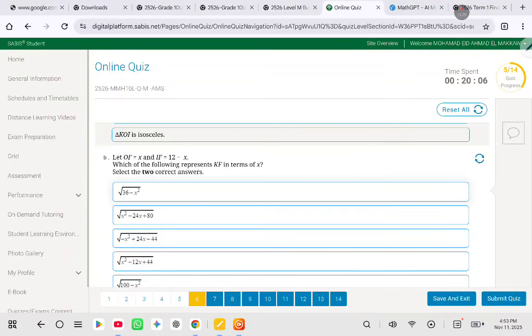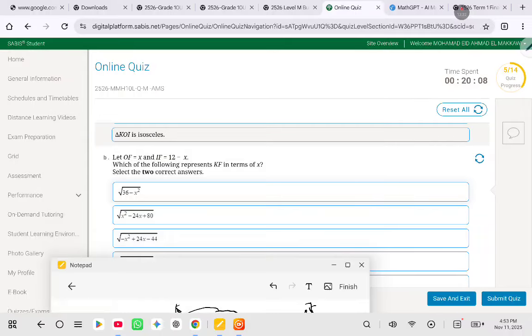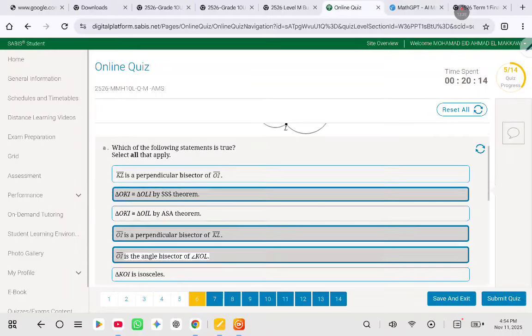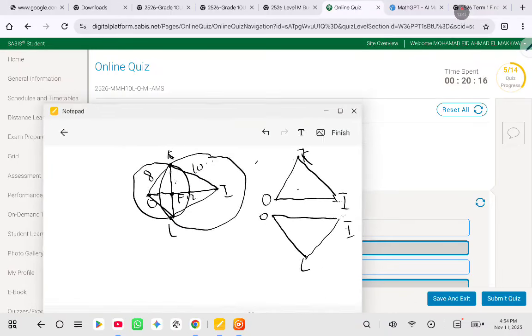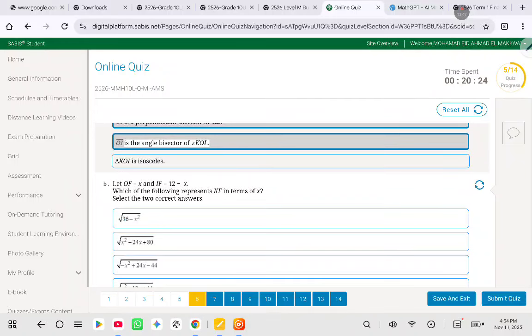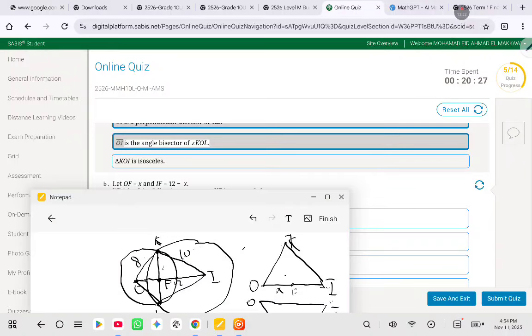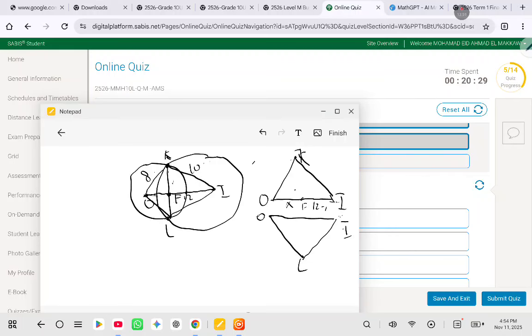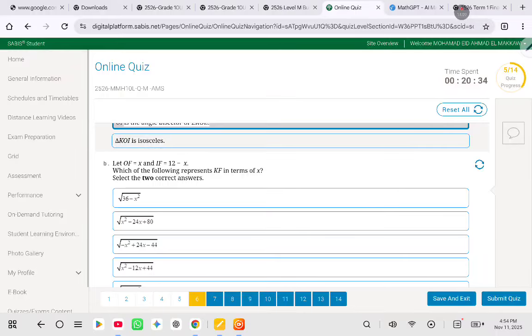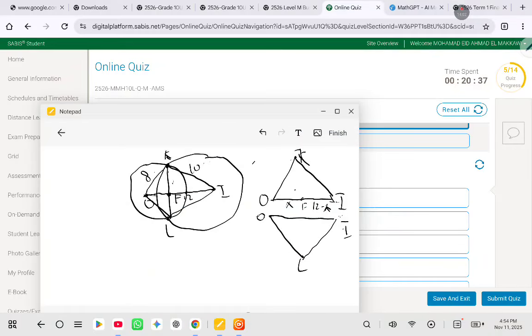OF equals X, IF equals 12 minus X. Guys, let's redraw the circle. They told us OF equals X, and then IF equals 12 minus X. They're asking which of the following represents KF in terms of X. So KF is this right here.